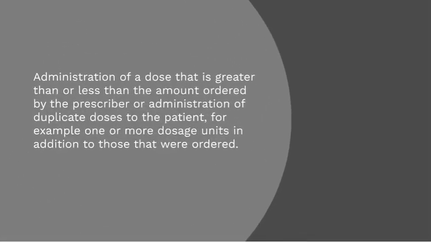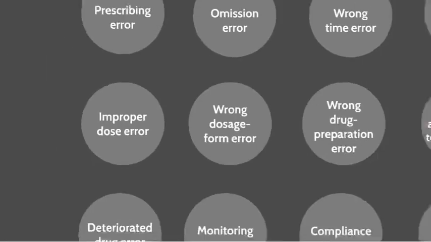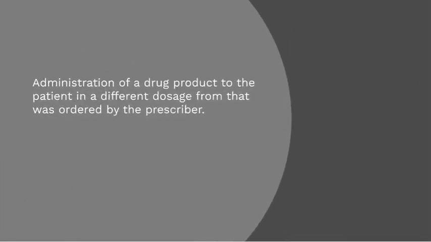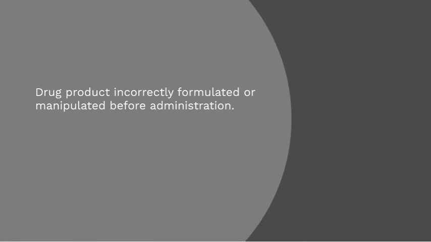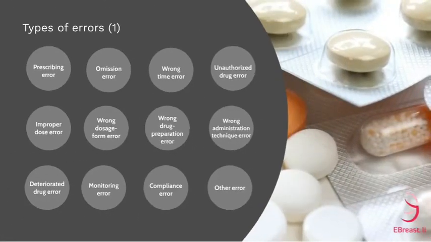Improper dose. Administration of a dose that is greater than or less than the amount ordered by the prescriber, or administration of duplicate doses to the patient. For example, one or more dosage units in addition to those that were ordered. Wrong dosage form error. Administration of a drug product to the patient in a different dosage form from that ordered by the prescriber. Wrong drug preparation error. Drug product incorrectly formulated or manipulated before administration.